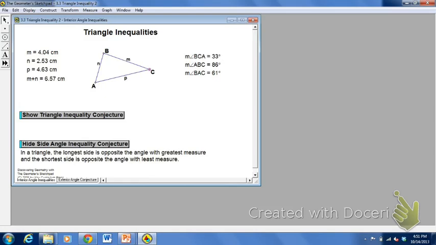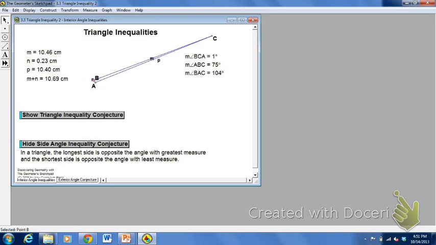pull out this side C to make side P very, very, very large, notice how angle B gets larger. So now angle B, or angle ABC, is 115 degrees, and the side opposite of it, P, is 10.4. And if we make side N very, very small, we notice that at the same time, we're making angle C, or angle BCA, very small. So if we make angle C 1 degree, notice how minute side N is, 0.2. So now the smallest angle is opposite the smallest side. So for this side angle inequality conjecture, think of like a mouth of an alligator.